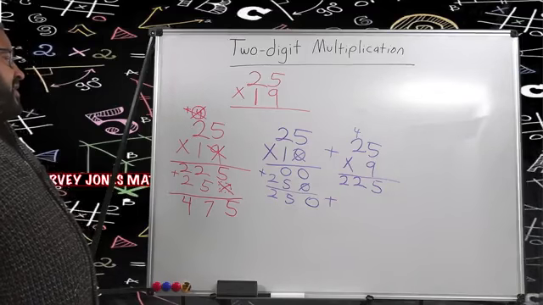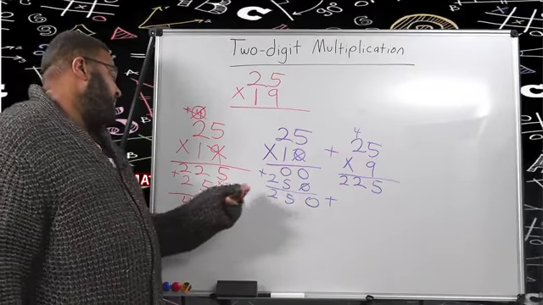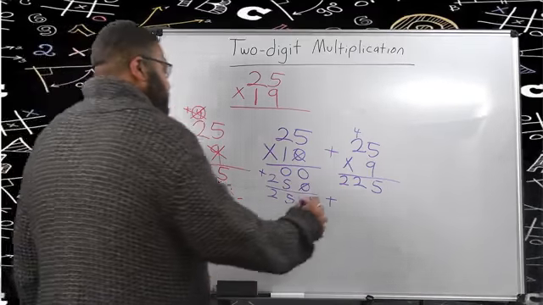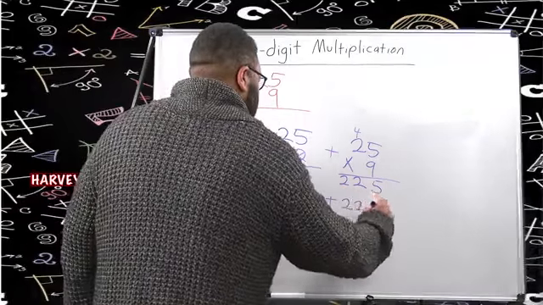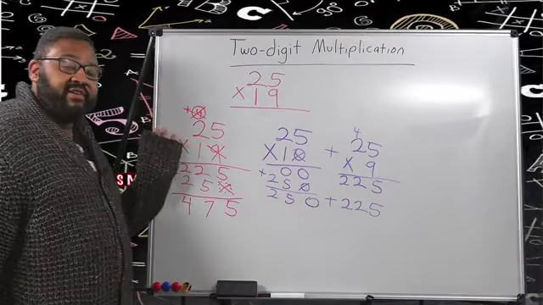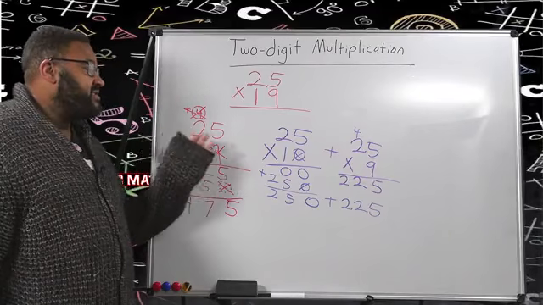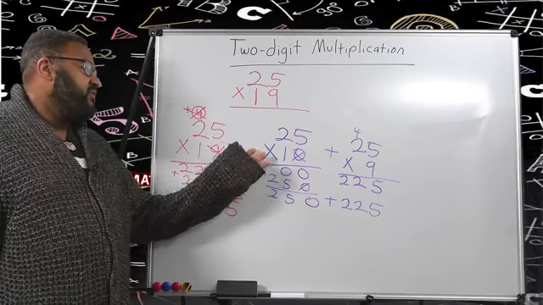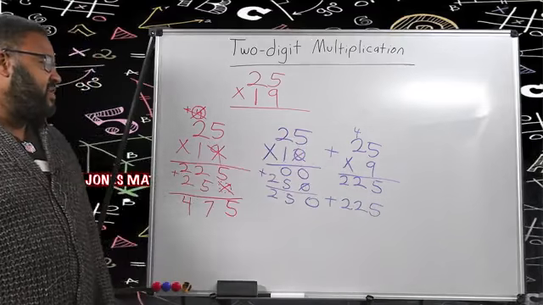Does that look familiar yet? Here's my 250. Here's my 225. Okay? So this is Daddy's way. This is the modified Daddy's way. So it all depends on if you want to split it up, you can split that up as well too.